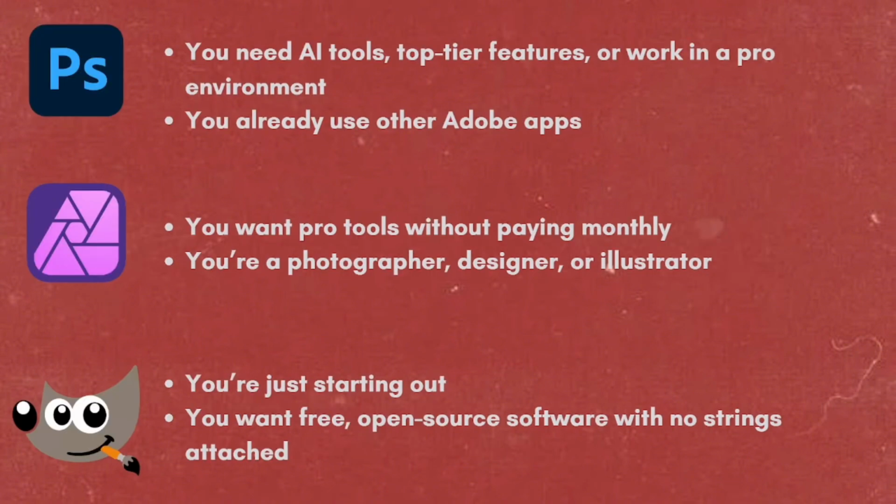So who should use each? Choose Photoshop if you need AI tools, top-tier features, or work in a pro environment. If you already use the Adobe apps, Photoshop is best for you. Choose Affinity Photo if you want pro tools without paying monthly, and if you're a photographer, designer, or illustrator. And choose GIMP if you're just starting out and want free open source software with no strings attached.